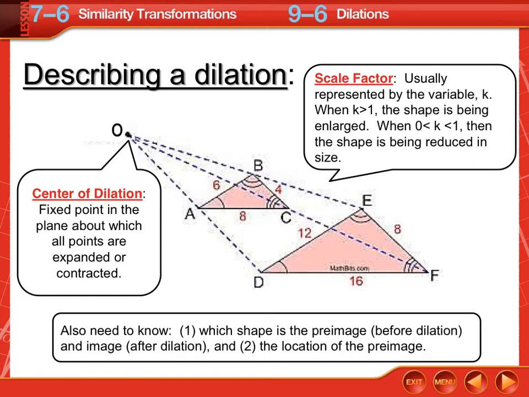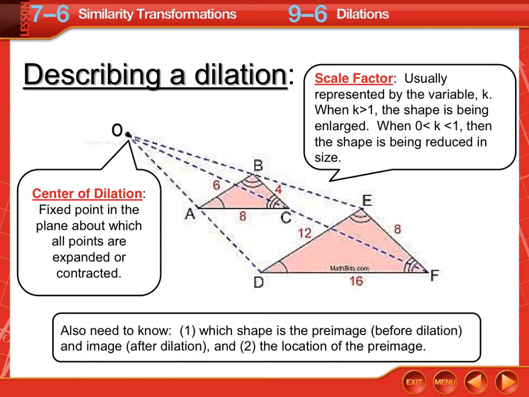Another thing that we need to describe a dilation is a center of dilation. So here in this diagram, the center of dilation is labeled point O, and the center of dilation is a fixed point. In fact, it's the only point that remains fixed during a dilation, about which all the other points are either expanded or contracted. So it's like a reference point. Everything is anchored right to that center of dilation.